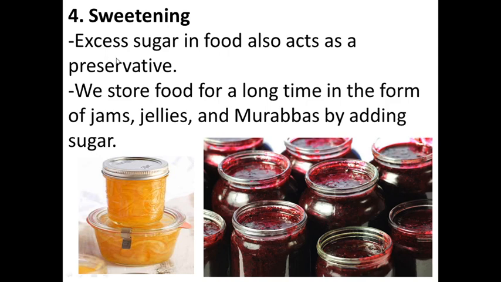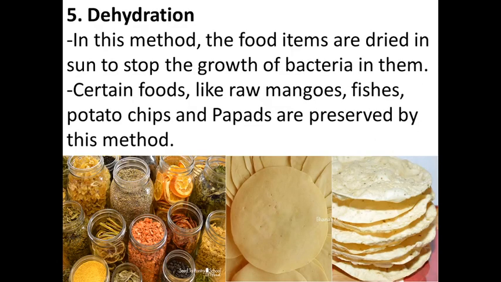See, I have written here, excess sugar in food also acts as a preservative. See, jams, jellies, your murambas. Ask your mother, ask your grandmother what she is using to make pickles, jams, jellies, murambas. So in sweetening we are adding sugar to preserve our food, and that process is known as sweetening. Next one is dehydration.